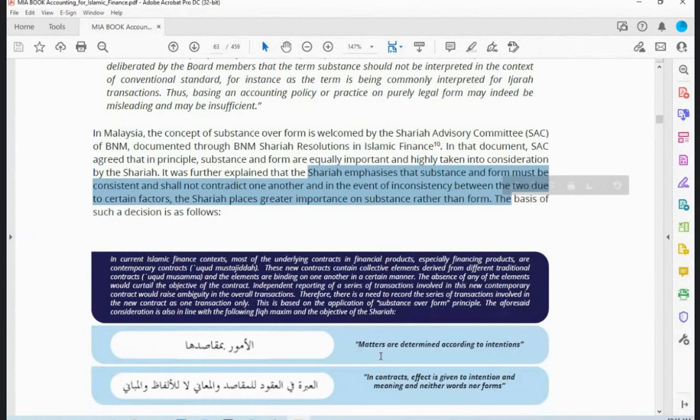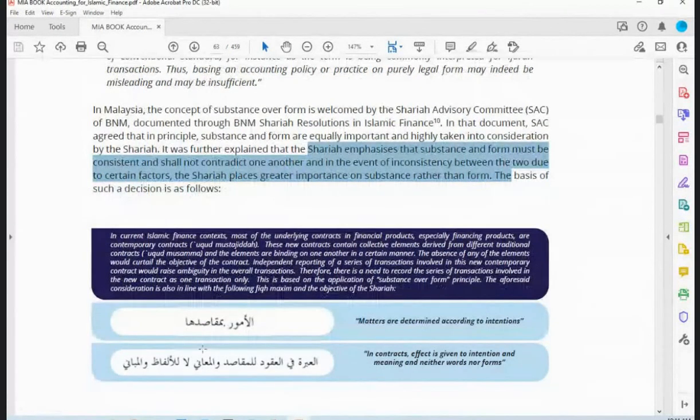Okay, based on the legal maxim, matters are determined according to their intention. Okay, sebab intention dia adalah sebagai financing, sebab tu dia record sebagai financing. Itu dia punya basis kepada deliberation dia lah.